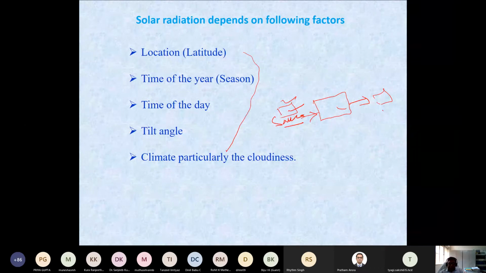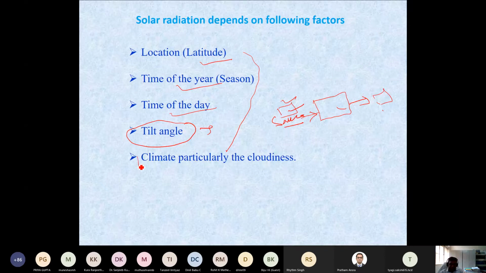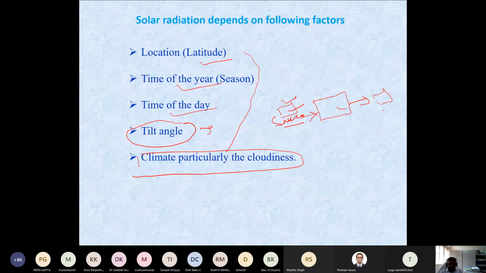Of course, we will use the location while estimating the solar radiation. Time of the year and time of the day also will be used, and I'll discuss this in the following slides. And of course the climatic conditions, which are not in our hands. There are so many models nowadays which consider the different climatic conditions, so that you can have a good average value in order to design the system.